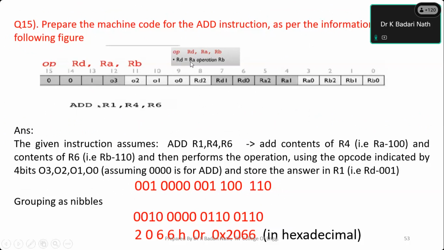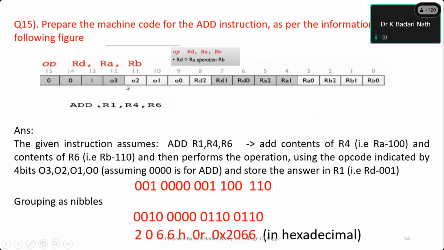Similarly, the destination is specified by 3 bits, and their places are bit numbers 6, 7, 8. Similarly, RA is represented by RA0, 1, 2 bits, and their position in the 16 bits is this position. Similarly, RB is now represented by 3 bits, and their position in the 16 bits is RB0, 1, 2. So now I've understood the encoding format and the way the instruction works also.